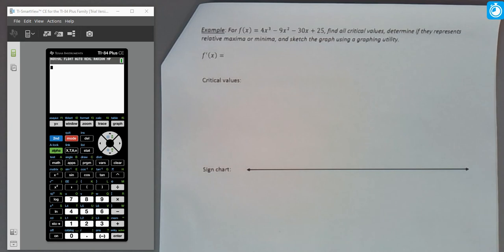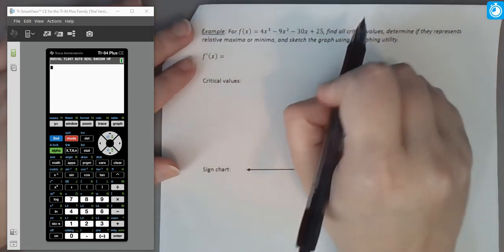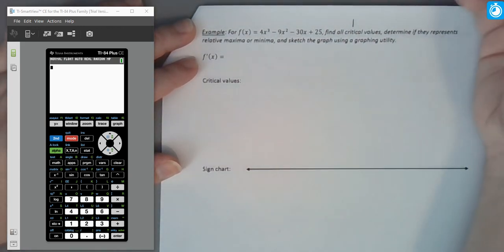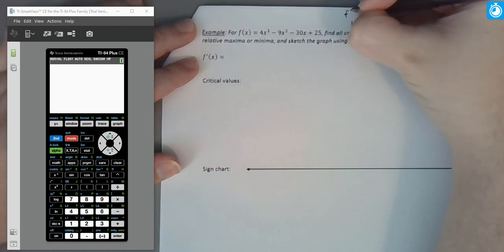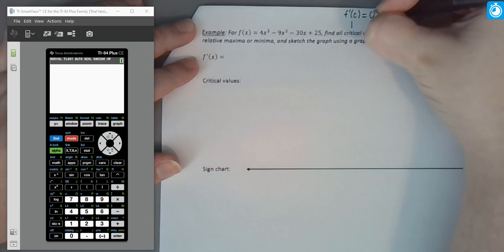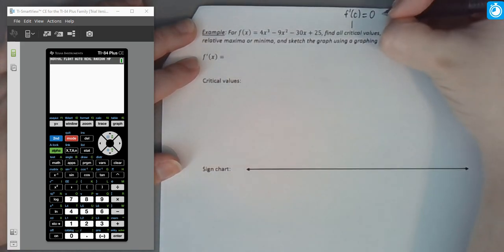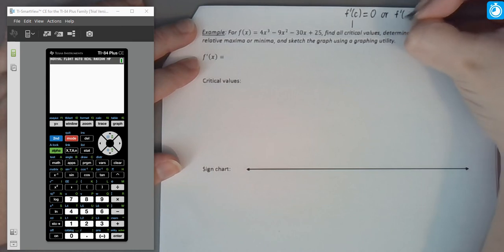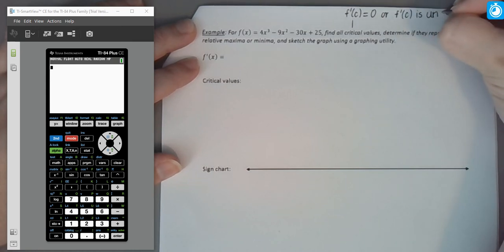Now we're going to use the graphing calculator pretty heavily here just because it's going to be a really great time saver. Now, in order to find critical values, what does that mean? Well, remember, critical values means either the function's derivative is 0 at that location, or the function's derivative is undefined at that location.